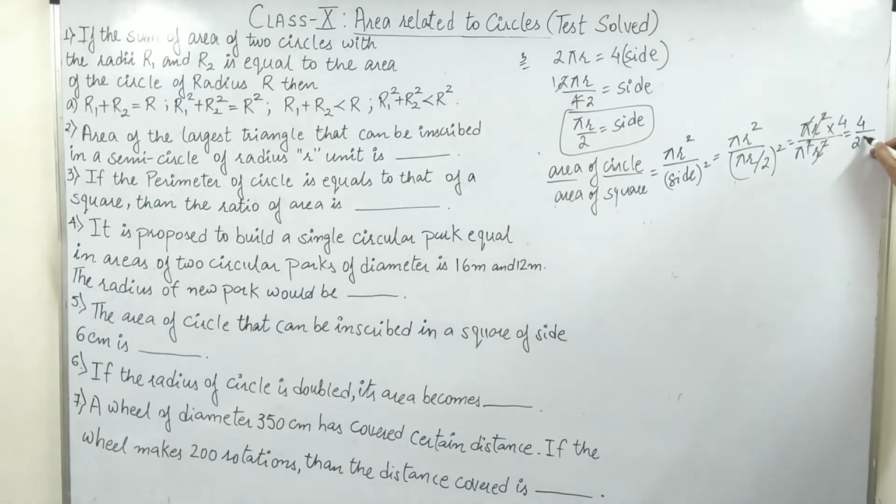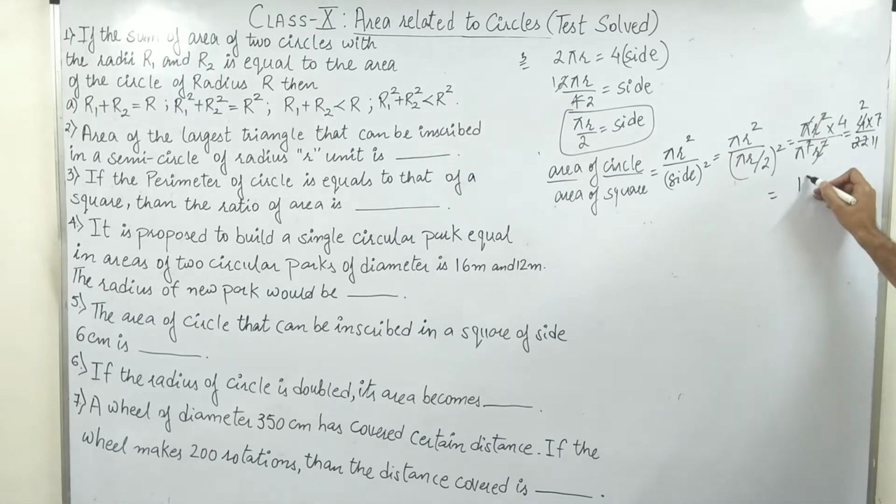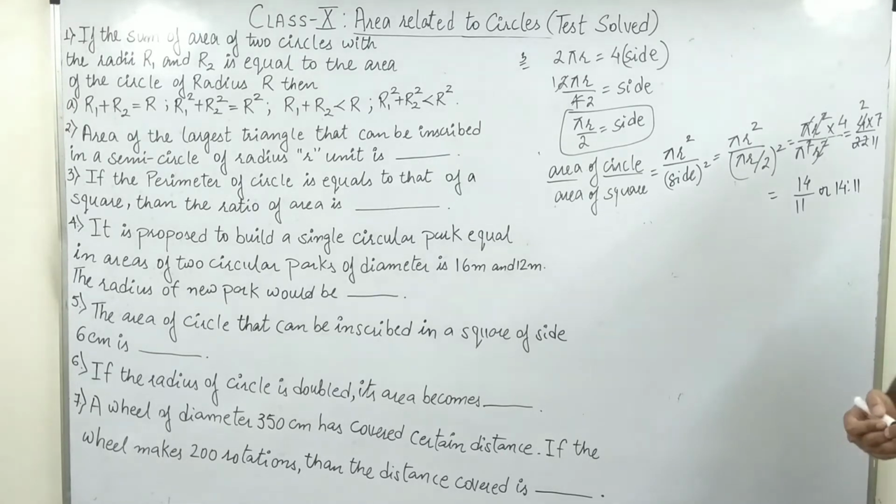Pi की value put कर देता हूँ 22 upon 7, so it will go at the top. 2 2s are 4, 2 11s are 22. So answer is 14 by 11. So this would be the ratio. Or you can write the ratio as 14 is to 11. Let's move on to the next question.